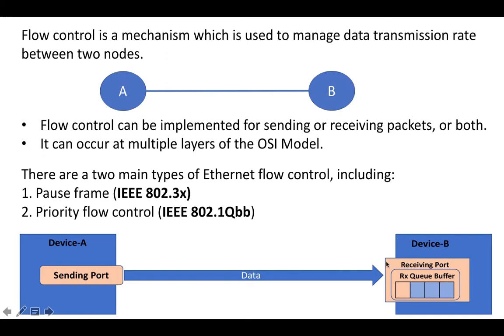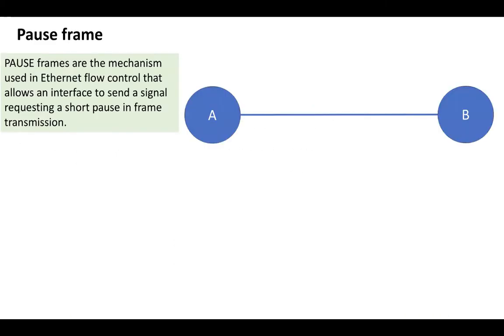So when RxQ on device B becomes full, then device B will start tail drop, right? If QoS is configured, then the device may use something like WRED. WRED will proactively drop the data before tail drop begins, correct? Now, let's start with pause frame.